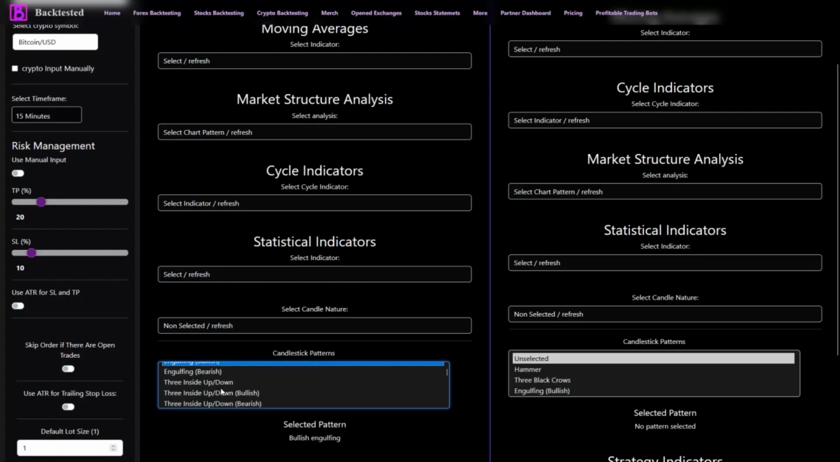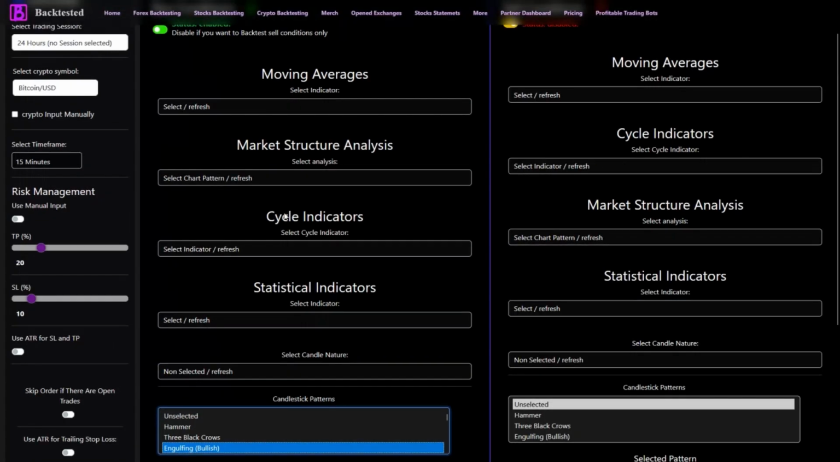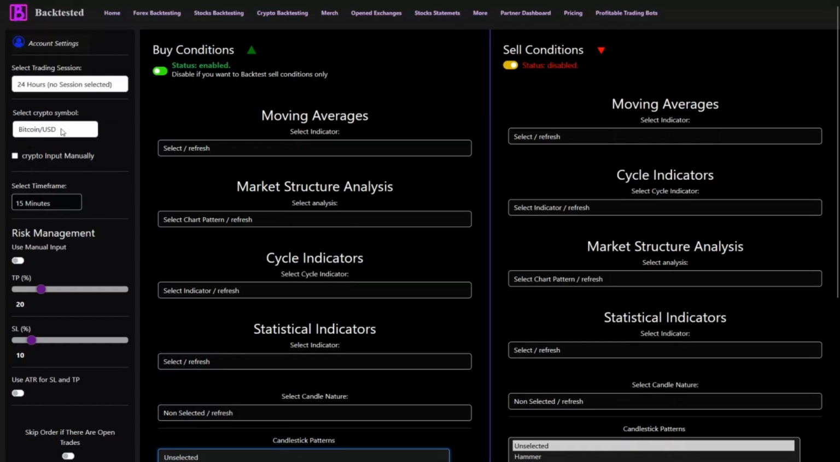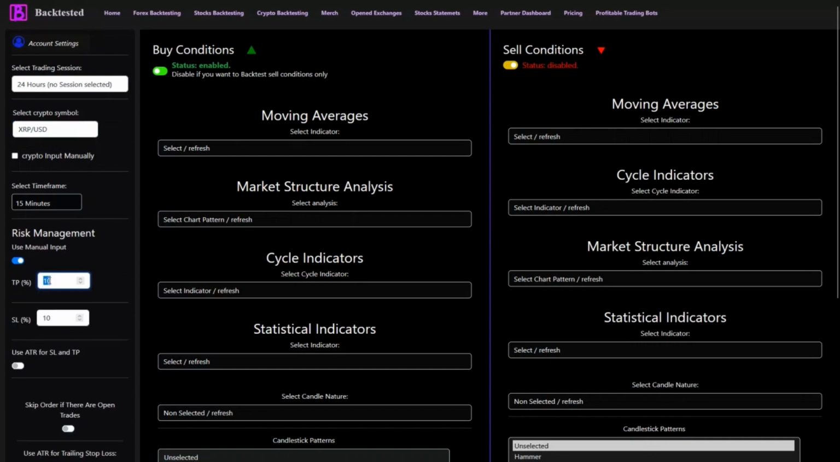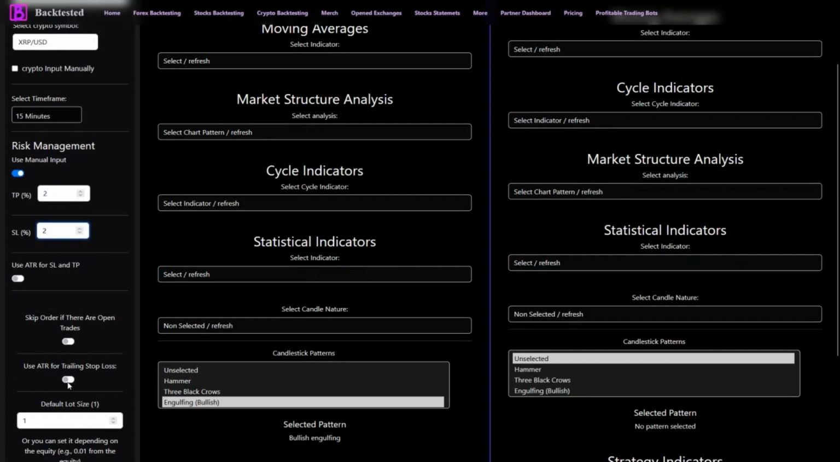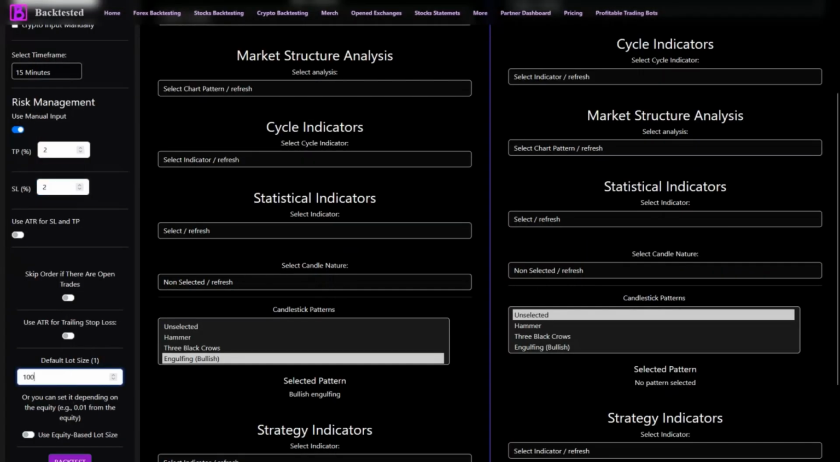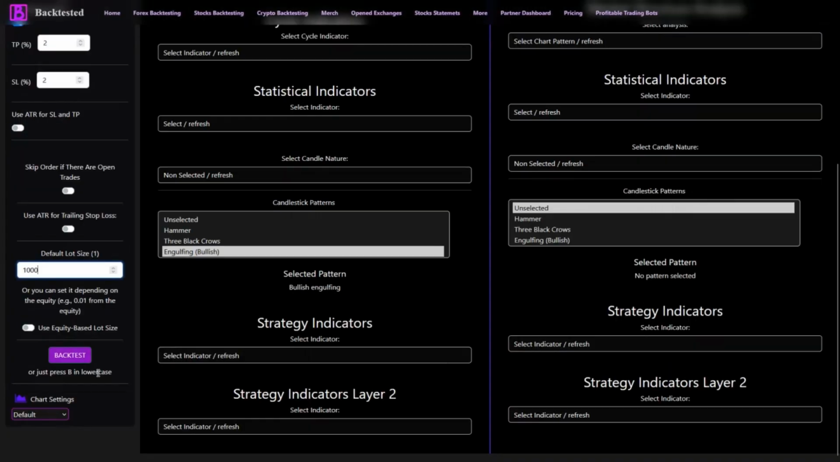Now select the bullish engulfing in the candlestick patterns menu. For the asset, we will choose XRP USD. Keep the time frame 15 minutes. Set 2% for both the take profit and the stop loss. Set the position size to 1,000 since XRP trades below $1, and verify that the account balance is sufficient.